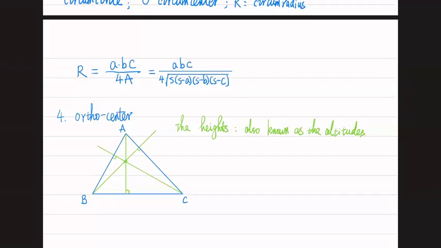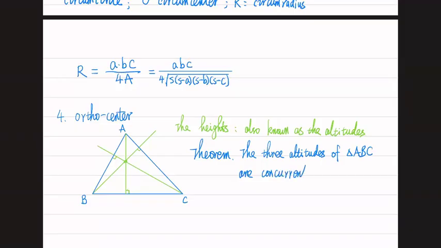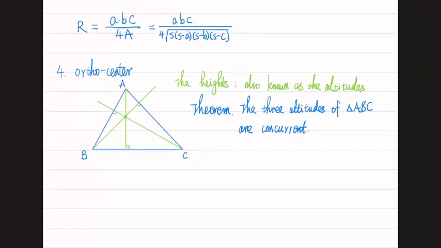Okay, now you can guess what our theorem is. Concurrent. It turns out, yes, the three altitudes. Okay, now let's see, how do we prove this? Why?